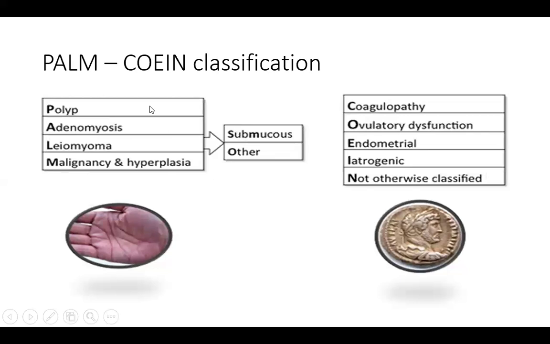Next is PALM-COEIN classification. Whatever AUB scenario they're going to ask, the final answer will be from this slide only. So PALM is polyp, adenomyosis, leiomyoma, and malignancy and hyperplasia. So you can see hyperplasia is coming under this M only. Next is COEIN, which is coagulopathy, ovulatory dysfunction, endometrial, iatrogenic, and not otherwise classified.